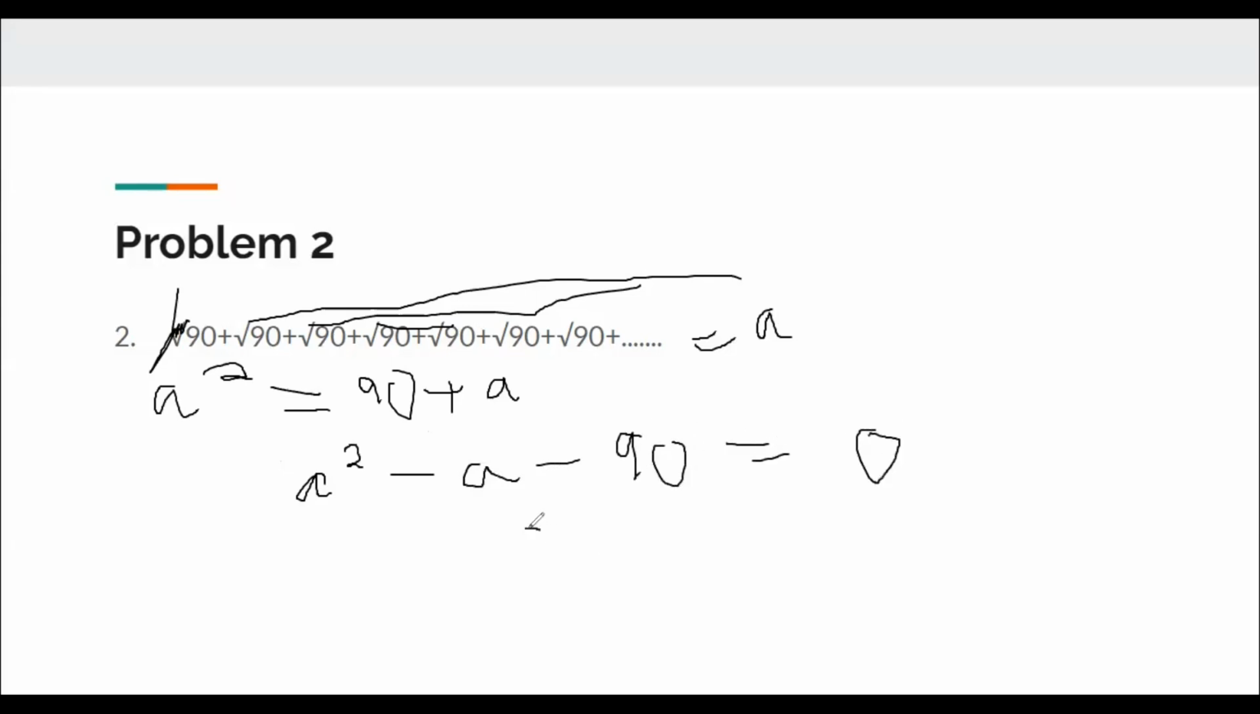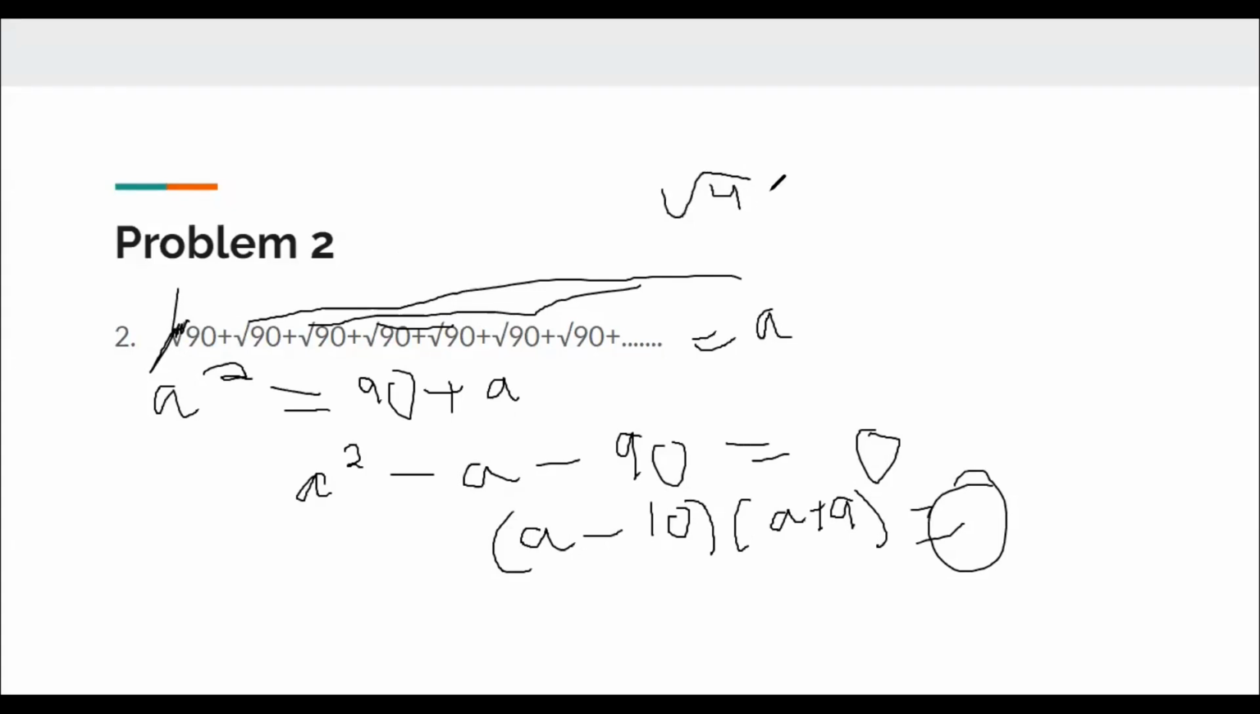I can factor it, and I'm going to get a minus 10 times a plus 9 is equal to 0. And now you have two possible values for this sum. But since it's a square root, if someone asks what's the square root of 4, you normally say the positive root, so 2. So our answer is going to be 10. It won't be negative 9. So our answer is 10.